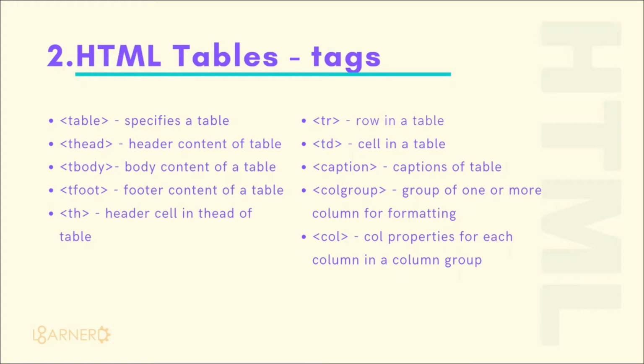Colgroup. This is the most important one. This tag is used to group one or more columns for formatting. And another one is the col tag, which sets properties for each column in a column group. So let's just check this out in action.